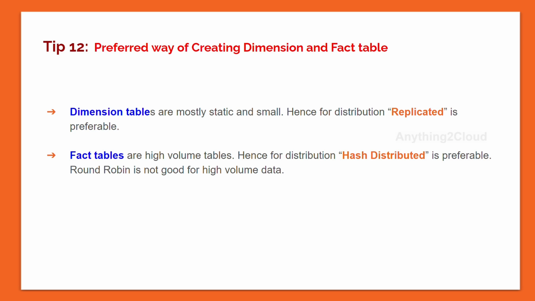The next step is the preferred way of creating dimension and fact tables. Dimension tables are mostly static and small, hence for distribution, replicate is preferable. And fact tables are high volume tables, hence for distribution the hash distribution is preferable, because with hash distribution you use a partition by field. The partition helps you to split the data and read the data much faster. And round robin is not good for high volume data.